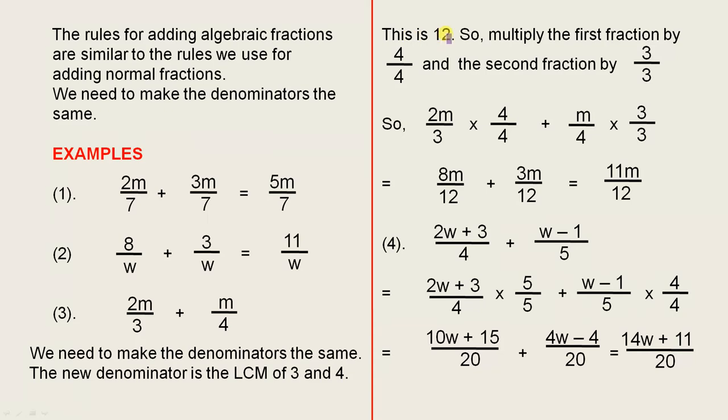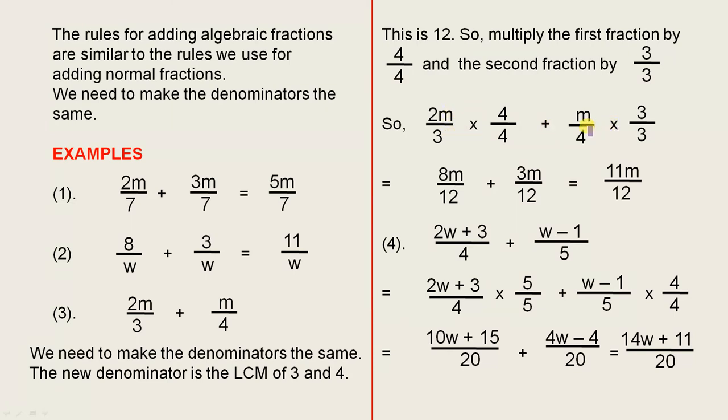So this is 12. So, multiply the first fraction by 4 over 4 and the second fraction by 3 over 3. Now the reason we multiply the first fraction by 4 over 4, firstly, 4 3s are 12. That's how you get 12. But it has to be 4 over 4 to maintain the same value for this fraction. You have to multiply the numerator and the denominator by the same number. The same number is 4, so that numerator and that denominator are both multiplied by 4.